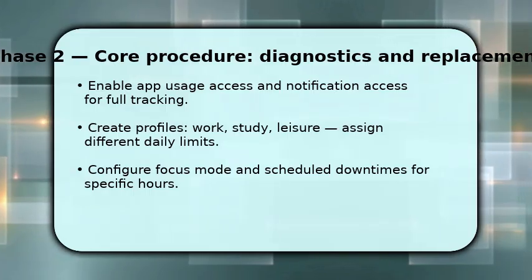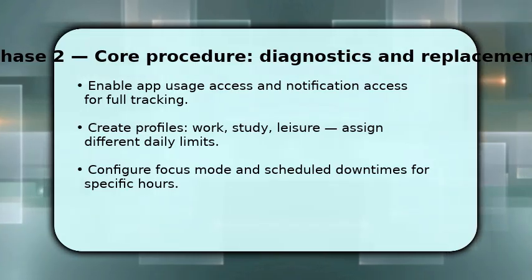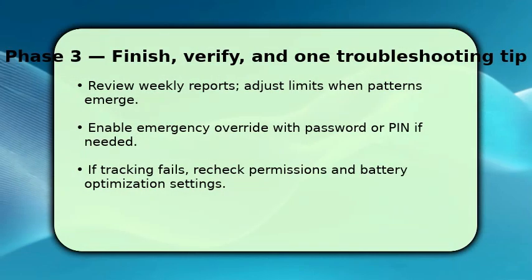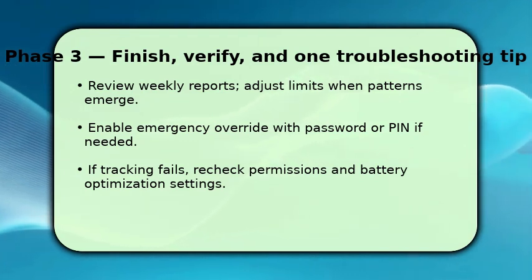Once done, the app will track in the background. Finish by reviewing reports and fine-tuning limits. You'll adjust when weekly trends show unexpected spikes. Make sure to enable an emergency override using a password or PIN so you can break limits when absolutely necessary.